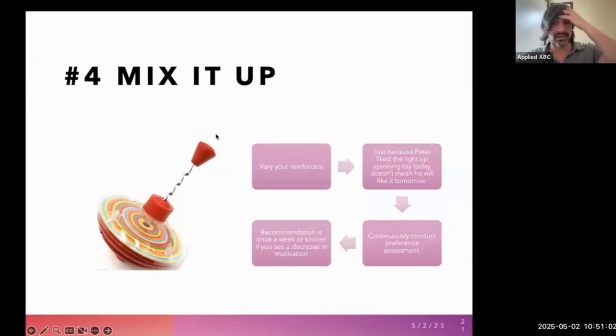Okay, mix it up. You have to vary your reinforcers for a few reasons. The first one they show here is just because Peter liked the light up spinning toy today doesn't mean he will like it tomorrow. That's a matter of something called satiation. So if you're leaning too much on one thing, it can lose its motivating power. There's a degree to which novelty carries a lot of the power for these things.